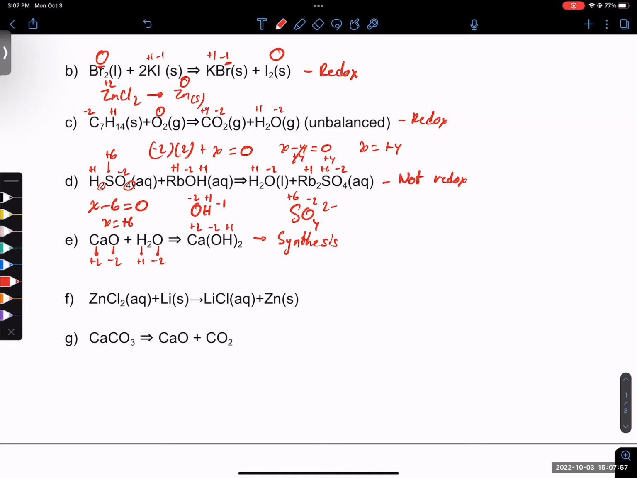Yeah, because nothing changes. If you determine that a reaction is redox and only one thing changes, then you've done something wrong. Because in order for it to be redox, two things have to change. One thing has to be oxidized, another thing has to be reduced, always.